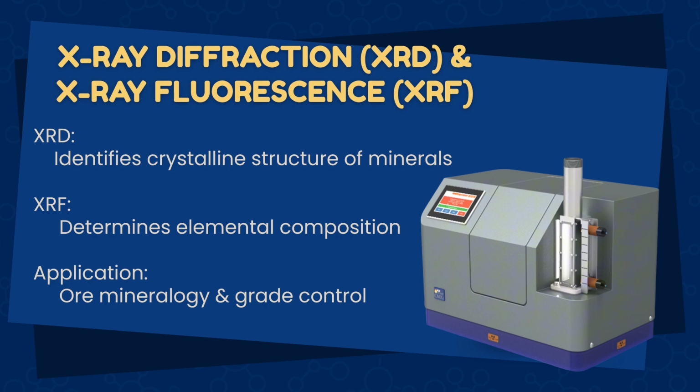On the other hand, XRF is used to determine the elements present in a sample. When X-rays strike the sample, they cause the atoms inside to emit secondary X-rays. The energy of these emissions tells us which elements are present, and their intensity shows how much of each element is there. Together, XRD and XRF provide very powerful tools for both identifying minerals and analyzing their composition, and they are widely used in mining industries for fast and non-destructive testing.